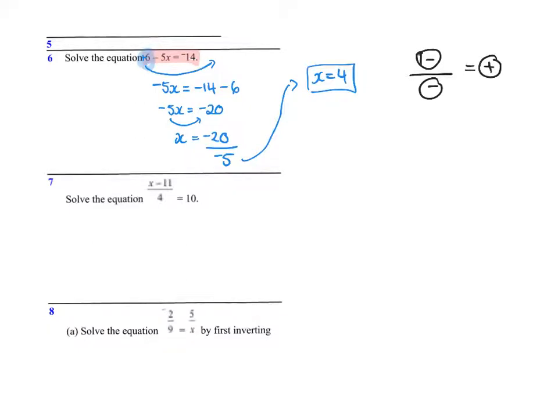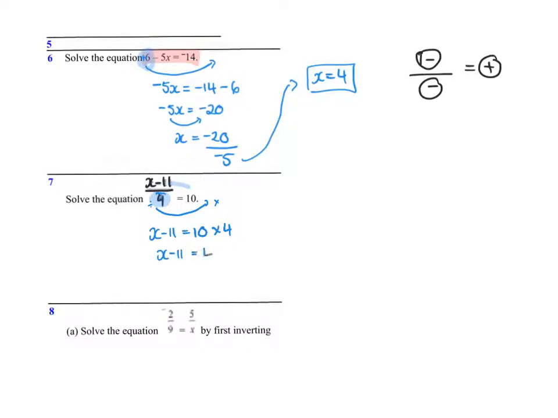Okay, let's do the next one. It's a bit hard to see, I'll just fix that up. I'm going to say it's x minus 11 over 4 equals 10. Because this 4 is actually dividing everything on this side, we're going to move that first. So it's dividing here. We move it over, it's going to times. So I've left the x minus 11 on that side, but I've moved the dividing 4 and it's become a times 4.